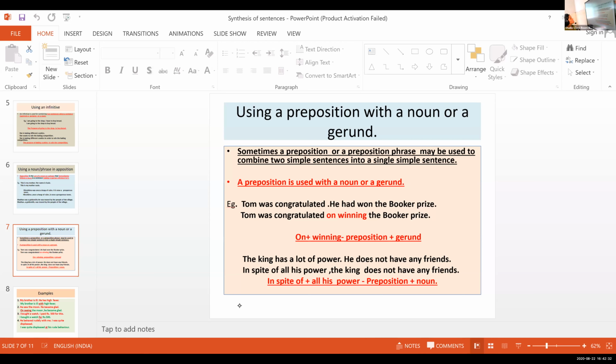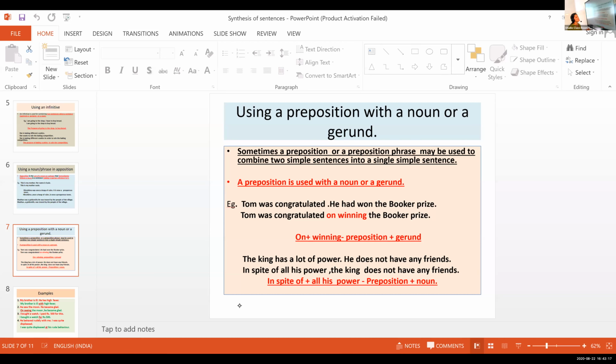Okay, these are the two simple sentences. See, I have used the preposition plus winning, the gerund form. So I combined these two simple sentences into another simple sentence in this way: Tom was congratulated on winning the Booker Prize. So here comes on plus winning. The word preposition on is used, and I have used winning, the gerund form, to combine these two simple sentences into another single simple sentence. Clear? And also, you know, in spite of is a preposition.